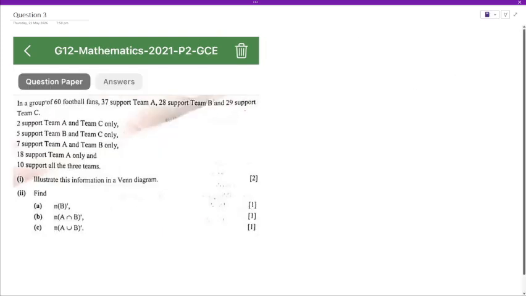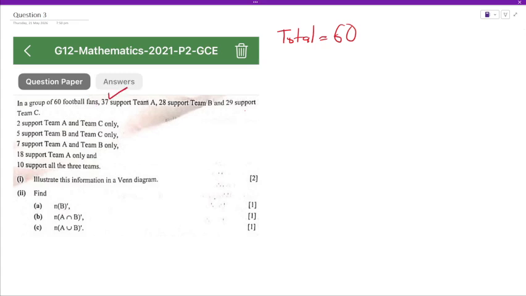The last question says, in a group of 60 football fans, so the total is 60. If you take a note, total equal to 60. So obviously in this question, they're not going to ask us to find the total because they've already given it to us. You notice in the previous 2 questions, they never gave us the totals. So that's why they were asking us to find the total.